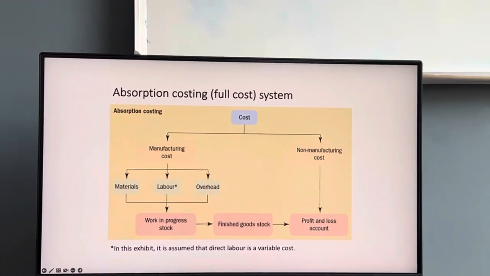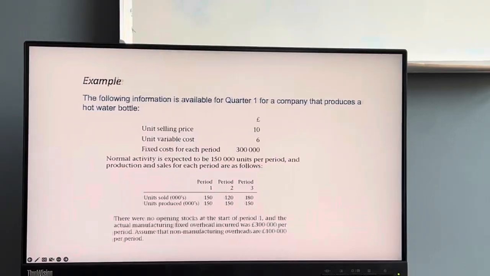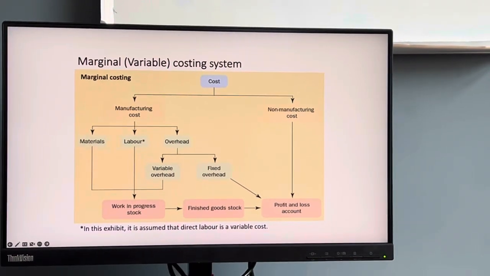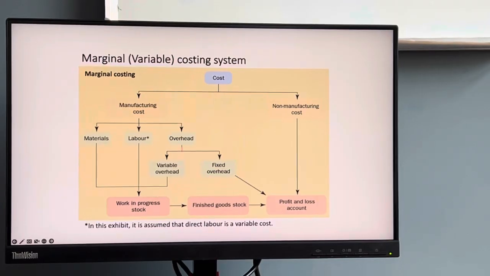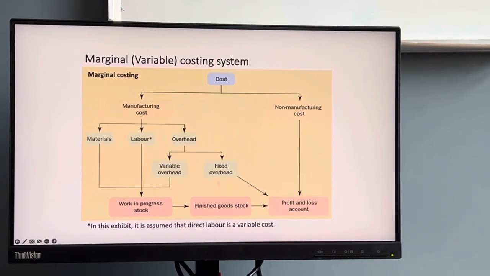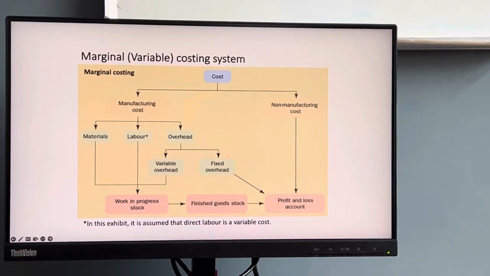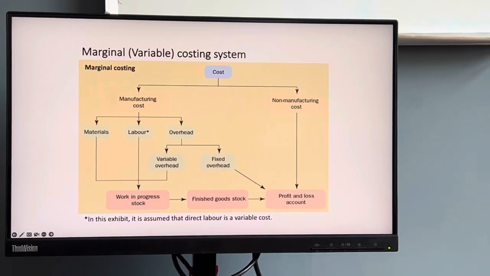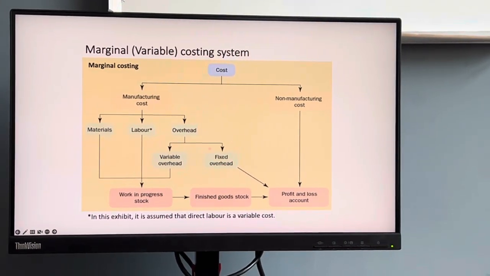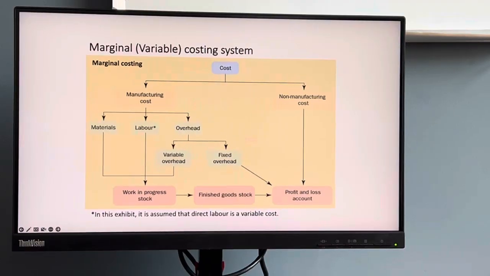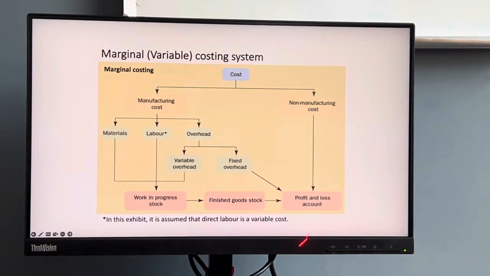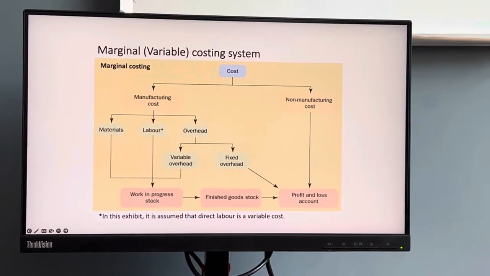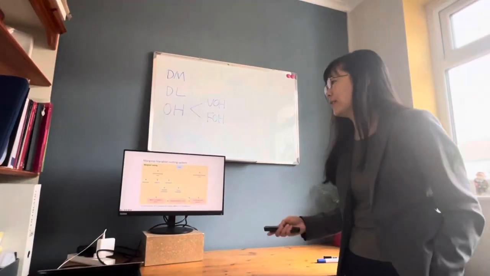And marginal costing: we split overhead into variable overheads and fixed overheads. We treat fixed overheads as a period cost. So now what happens to fixed overheads, how do we deal with them? You might be wondering what the point is. Let's move to an example which makes it easier to understand.